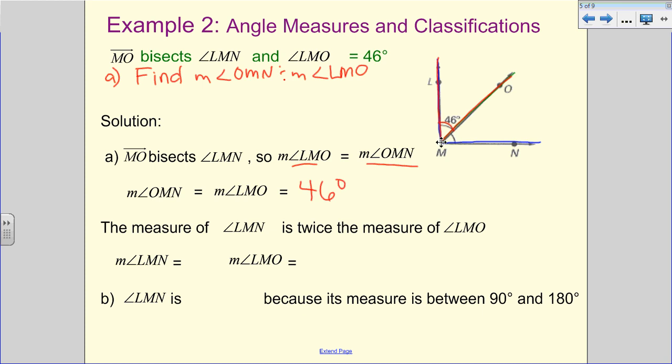Actually, no, they have it. This is supposed to be LMN. Thank you, guys. It is not a typo in your book. So I know LMO and OMN now are both 46 degrees.